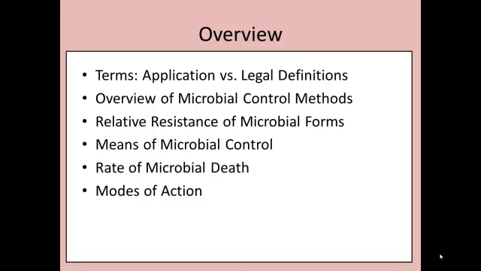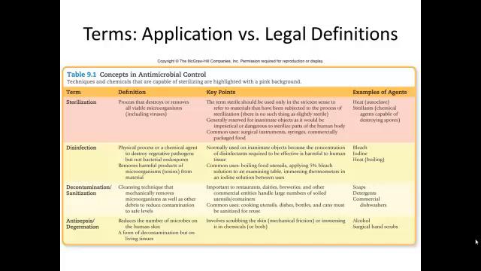In this topic, we will be covering terms involving the controlling of microbes, an overview of methods used to control microbial growth, the relative resistance of various microbes to control methods, means of microbial control, the rate of microbial death and what affects that, and the modes of action of various methods. For this course, you will need to learn and be able to apply and use the terms in this table. These definitions cover the meaning that is common usage in the healthcare industry.